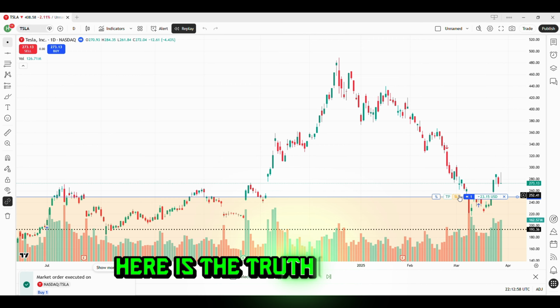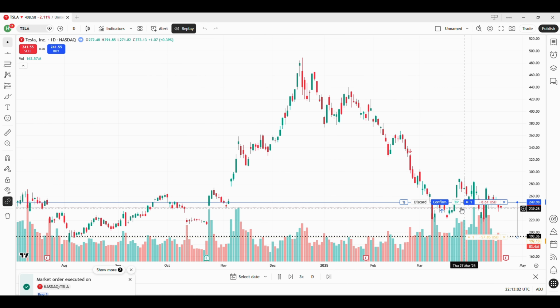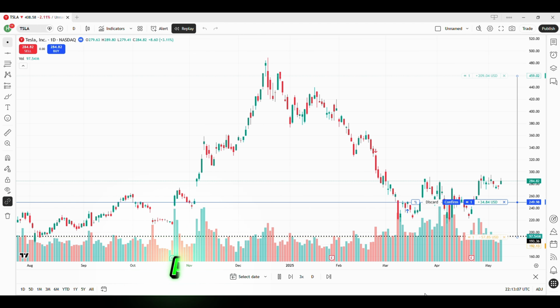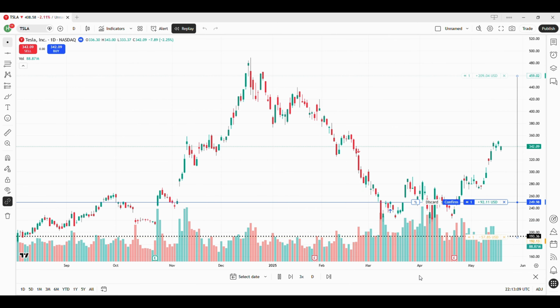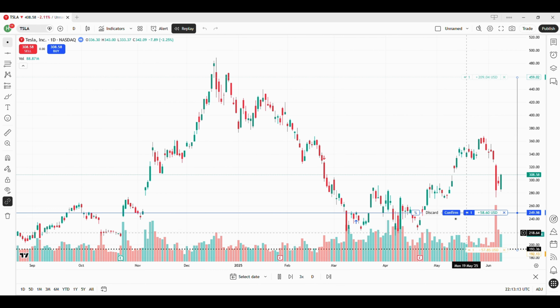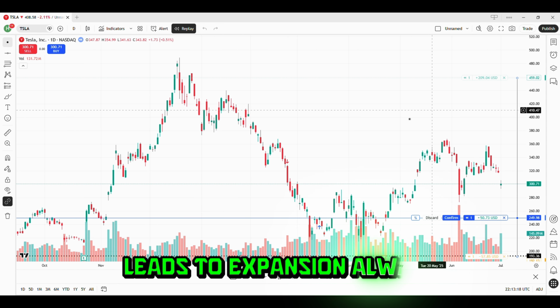Here is the truth. Breakouts do not fail randomly. They fail because there was no pressure buildup. The volatility contraction pattern, also known as VCP, is a breakout strategy built on compression before expansion. Write this down. Compression leads to expansion, always.